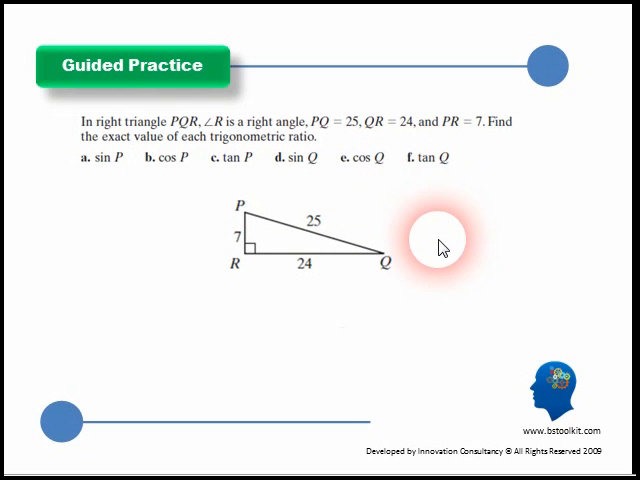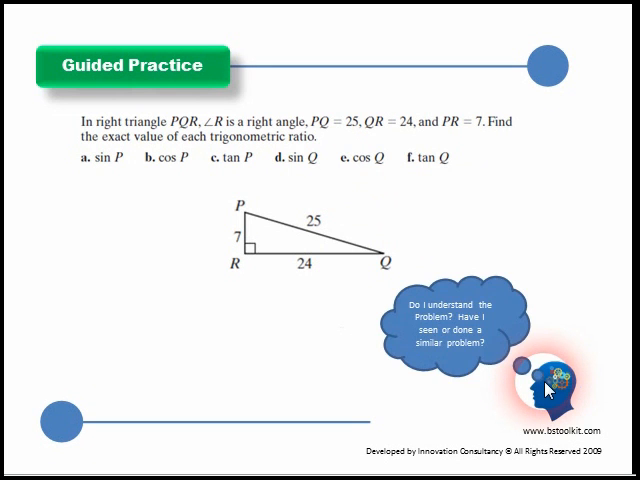Now the first thing is, you have to ask yourself a number of problem-solving questions. You recall the questions. Do I understand the problem? Do I understand what is given? What are the givens here? You're given the lengths of the different sides of the triangle. You're given the fact that it's a right triangle, by this symbol here. You're given the measurement of all three sides of the triangle. And you're asked to find the exact value of each trigonometric ratio.